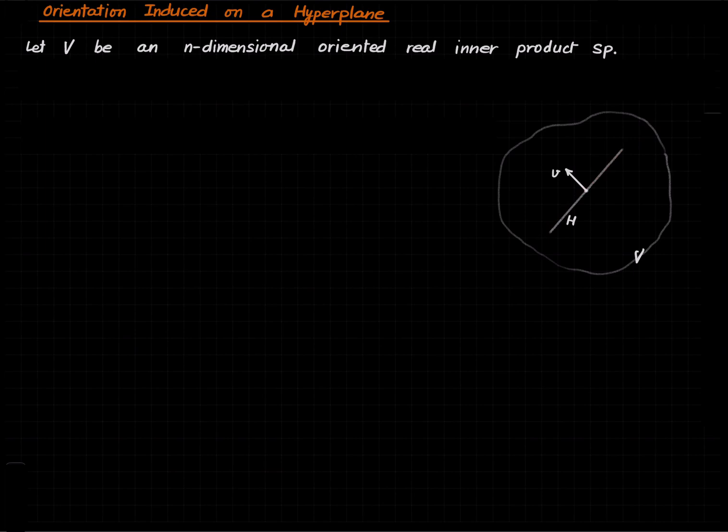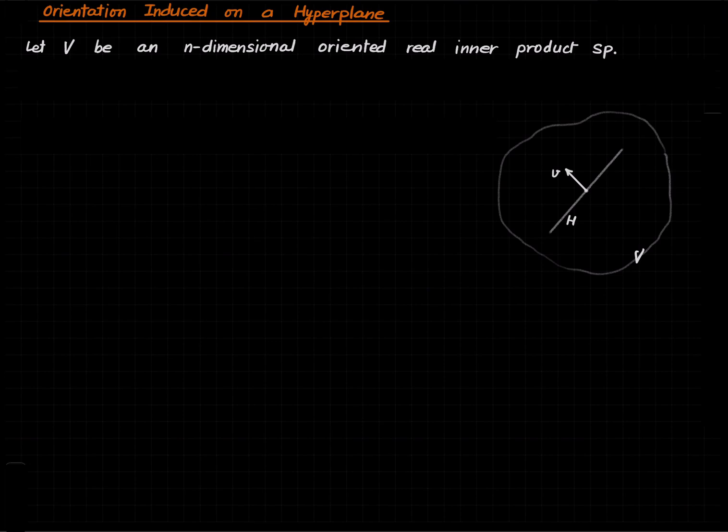So suppose we have some vector space, which is n-dimensional, and it is oriented, so it comes with some orientation. Some orientation has already been chosen for it, and it is a real inner product space. To define orientation, you don't need an inner product, but let's say we have an inner product on it.